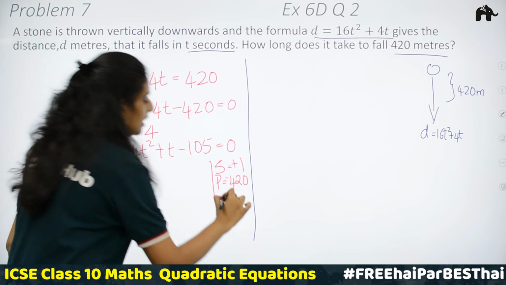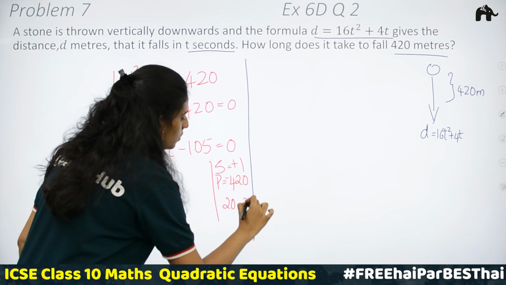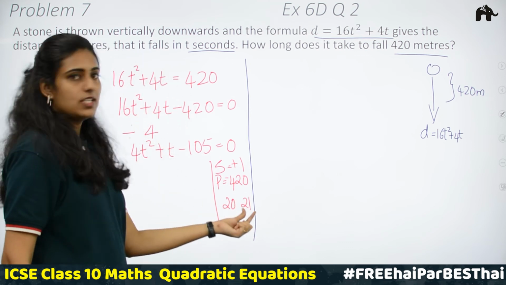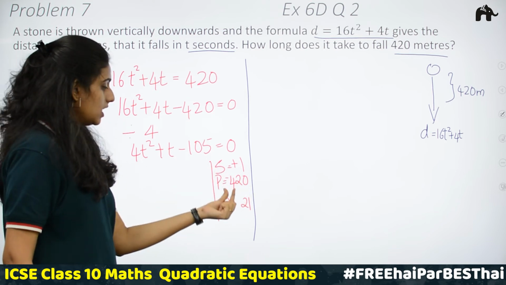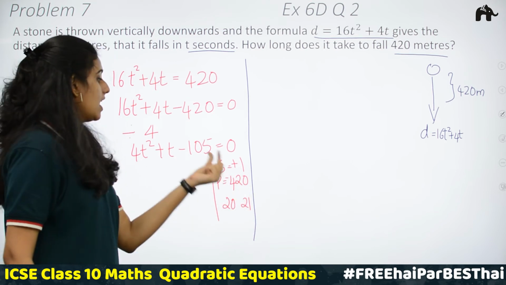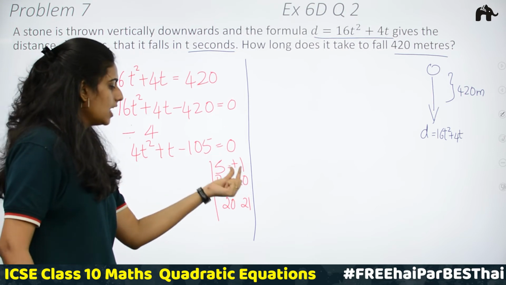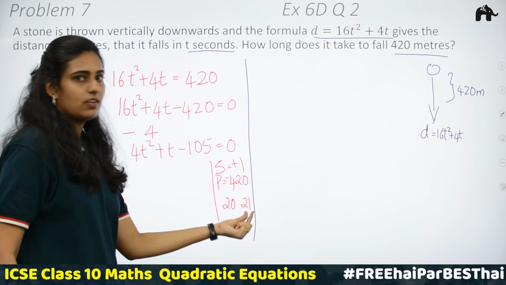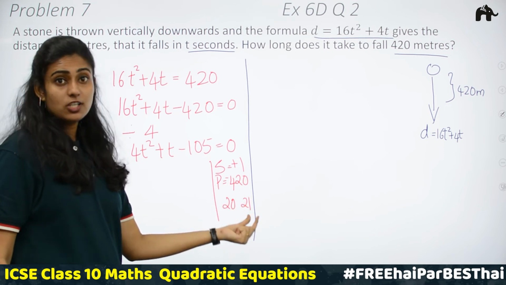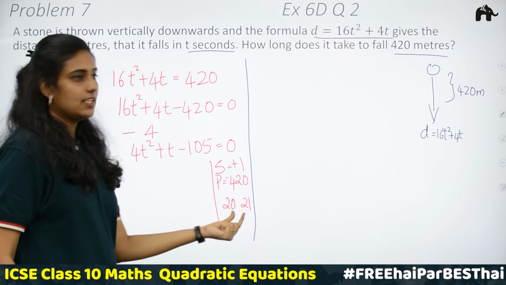Now when I take 20 and 21, 20 into 21 is 420. Here we have a negative sign, which means one number should be negative and the sum is positive. Greater number should be positive, smaller number should be negative. 20 and 21, which is greater? 21. 21 should be positive and 20 negative.